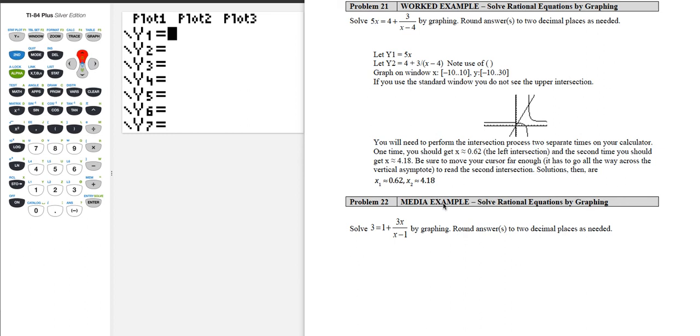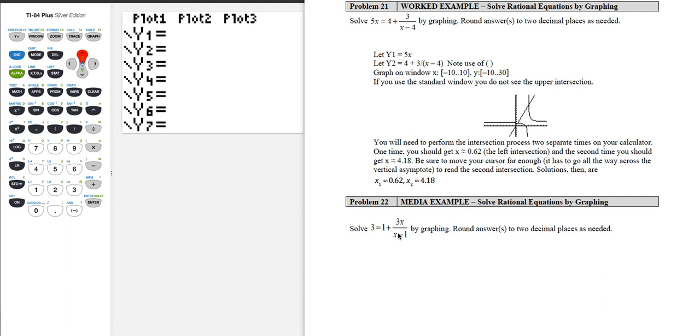Problem 22, we're going to be solving a rational equation by graphing. I left problem 21 at the top of the screen so that you could see another example of working with a rational equation by graphing. So here, the right-hand side, we have 4 plus 3 over x minus 4, which when you graph gives you this rational function graph here. The left-hand side is 5x, which is this linear equation right here. So you can see for this problem, we're going to have two intersections.